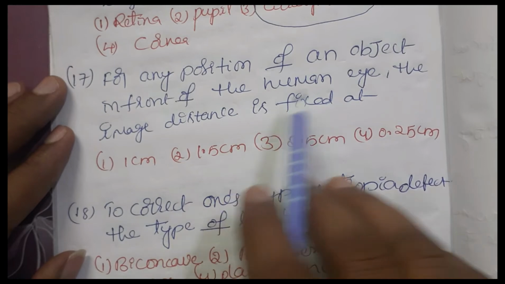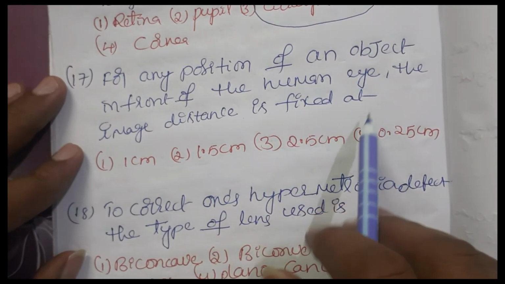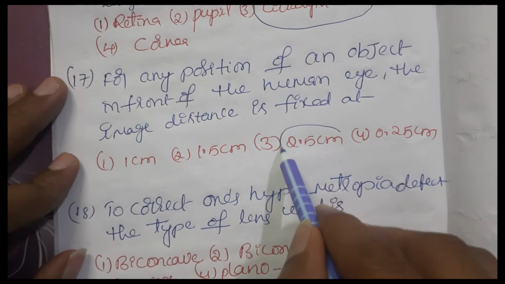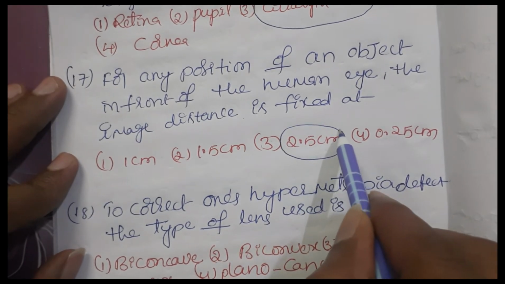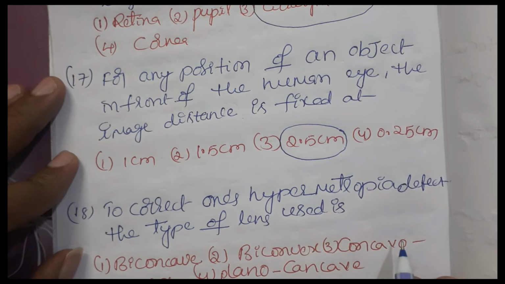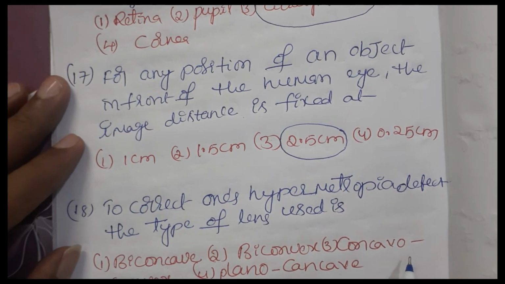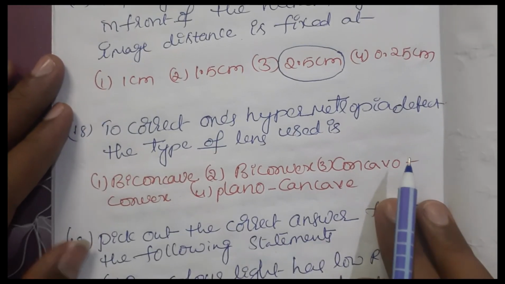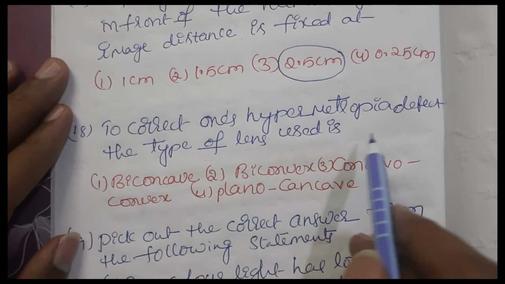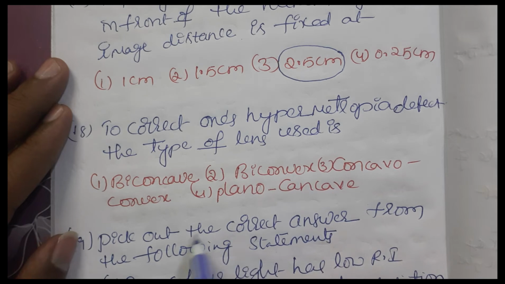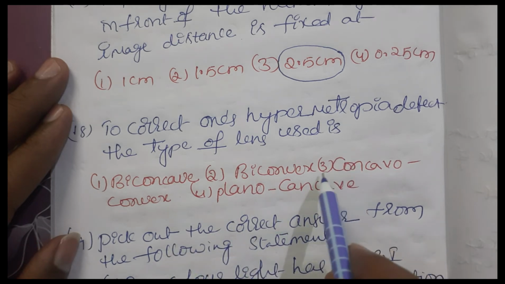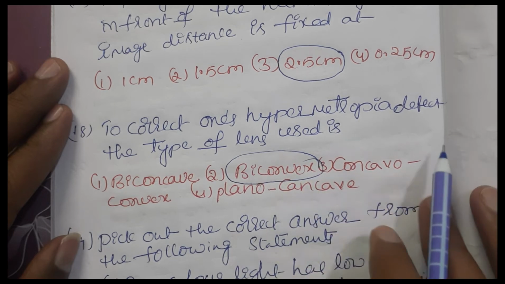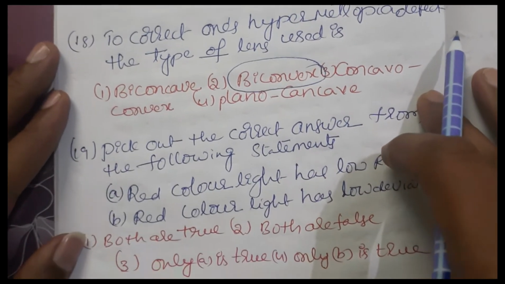Next, for any position of an object in front of the human eye, the image distance is fixed. The image distance in the human eye, that is the distance from the center of the eye lens to the retina, is 2.5 centimeter. So it is always fixed when you see distant objects as well as closer objects. To correct hypermetropia, which type of lens is used? For correction of hypermetropia, we use a biconvex lens. In the case of myopia, we use a biconcave lens.